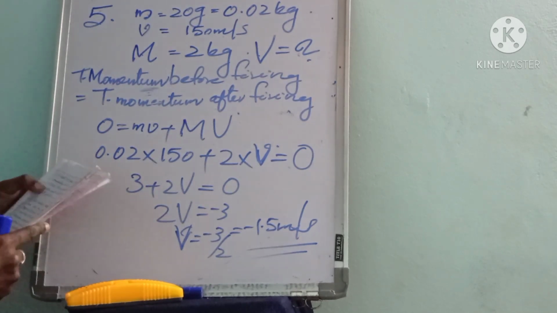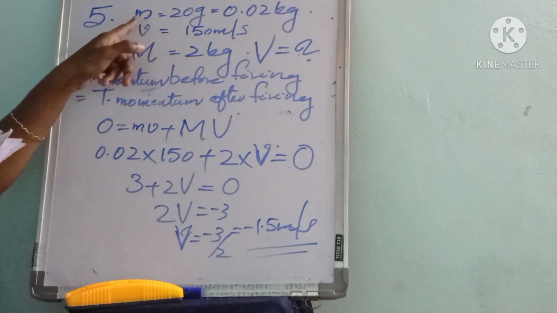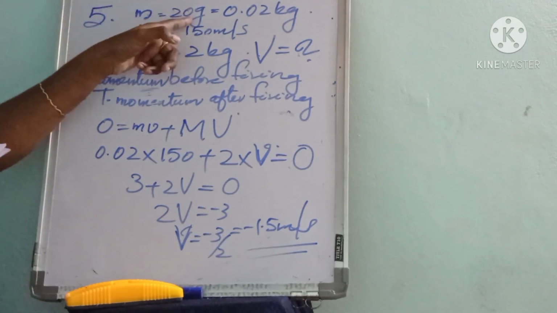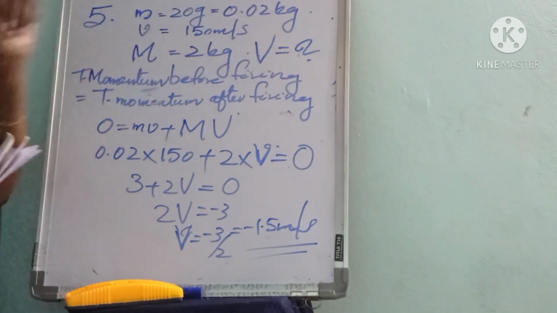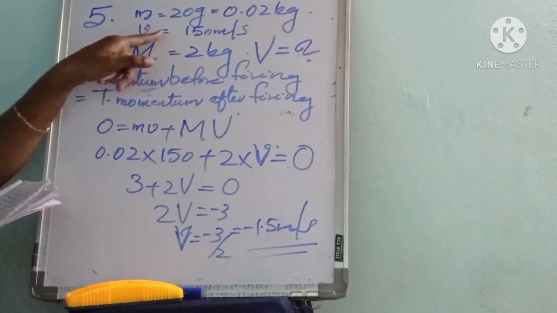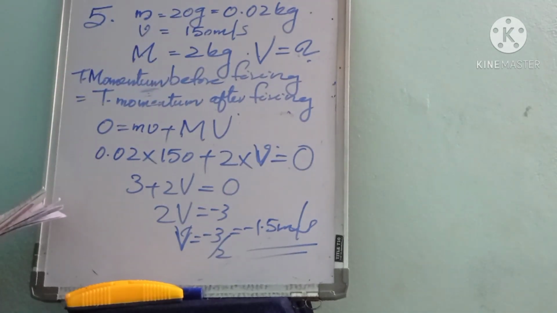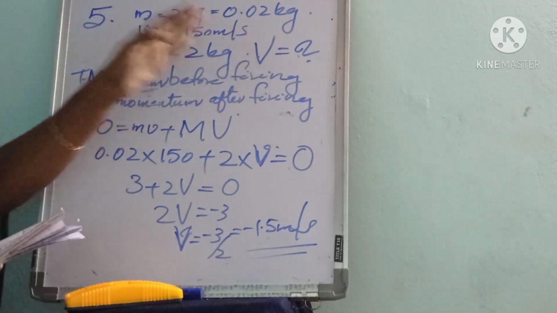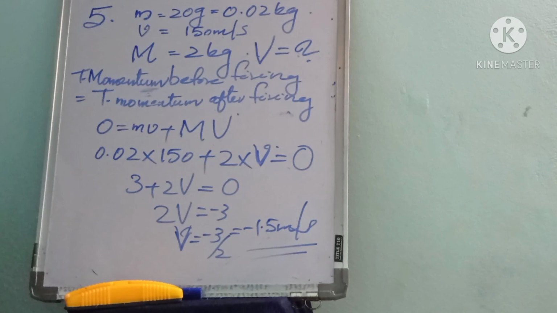And here a bullet of mass 20 gram. The mass of the bullet is represented by small m, that is equal to 20 gram, equivalent to 0.02 kilogram. It is fired horizontally with a velocity of 150 meter per second from a pistol of mass 2 kg. So the mass of the pistol is 2 kg. Here we have to find the recoil velocity of the pistol.